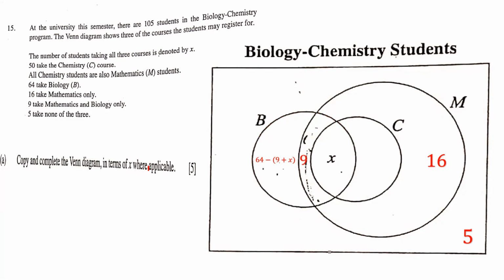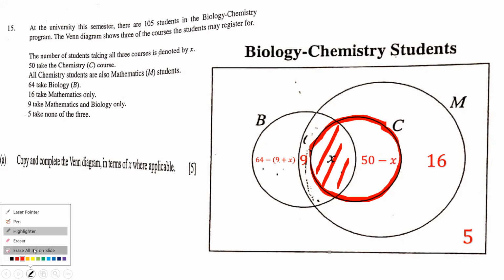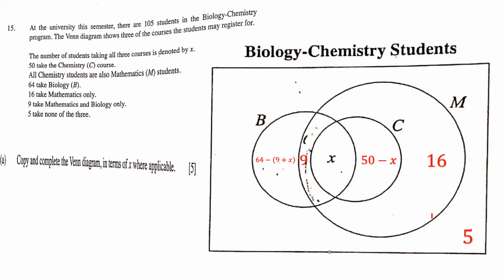Next, we know that 50 take chemistry. What does that mean? That means that all of this right there, all of this takes chemistry. The whole C, all of that takes chemistry. We already know that this part is X. So if we want to figure out what this part is, that's going to be 50 minus X. And so we have completed the diagram in terms of X. So 5 on this side, 16, 50 minus X, X, 9, and 64 minus 9 plus X.